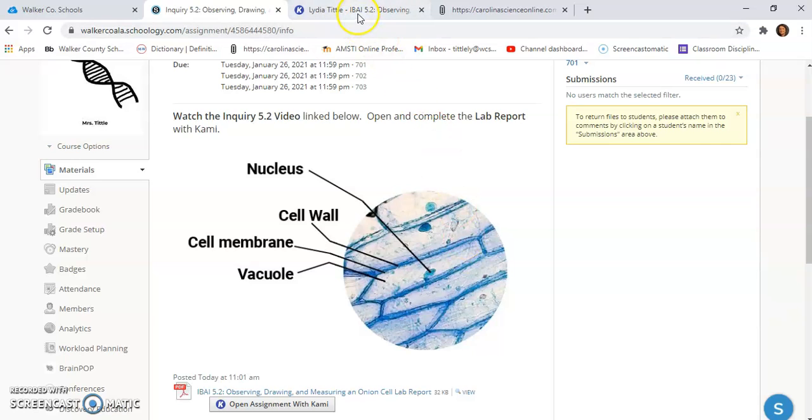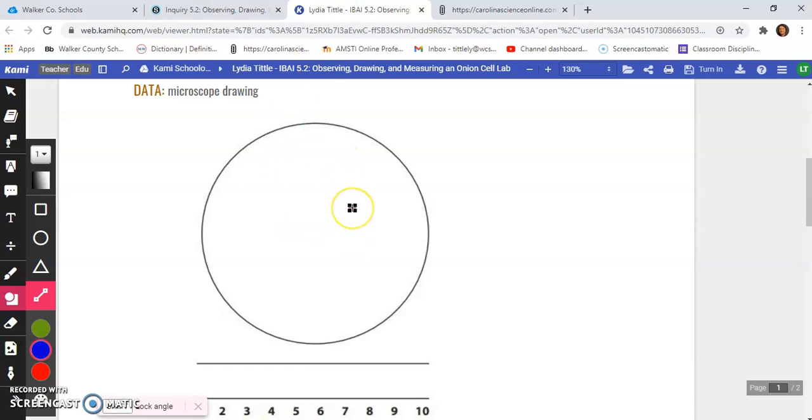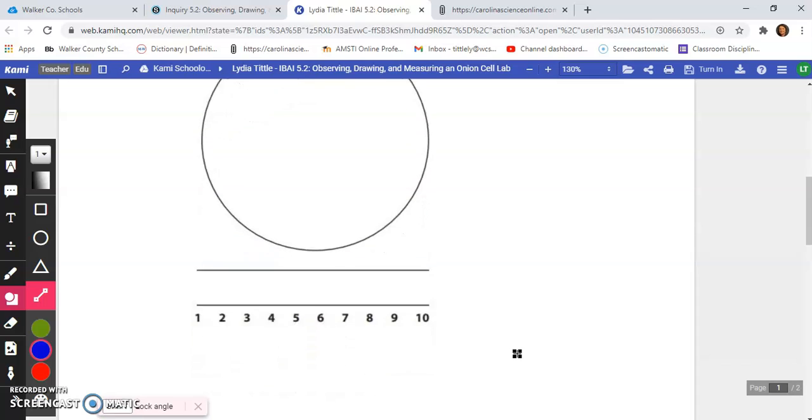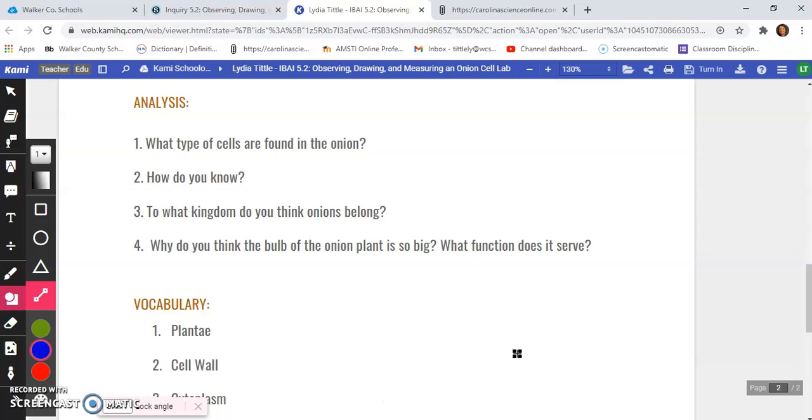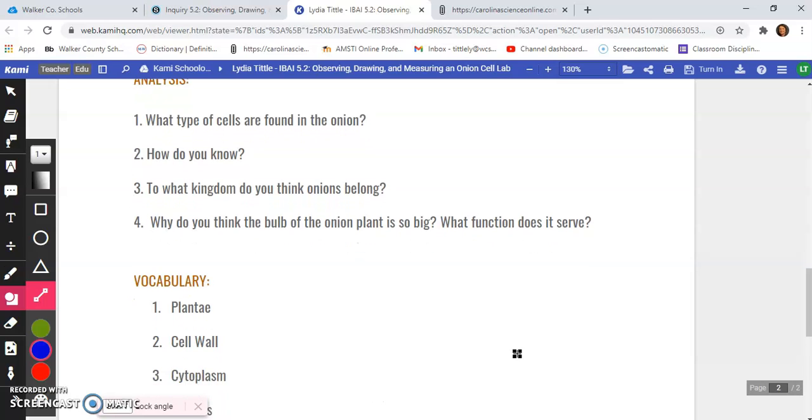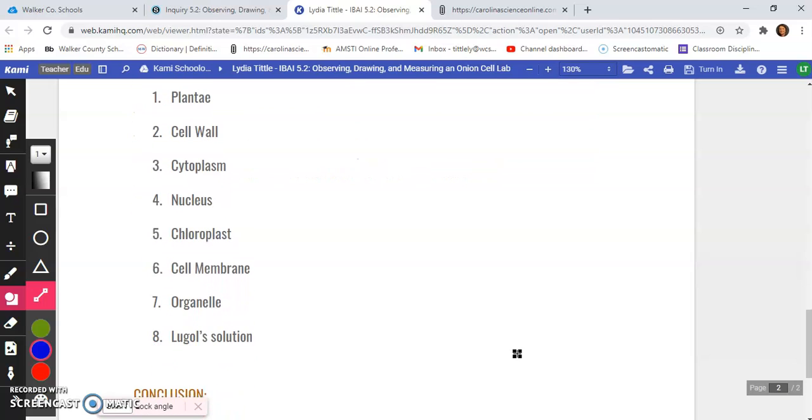Okay, so on your lab report, you would need to draw what the onion cells look like under the microscope and label at least 3 of the cell parts that you can see in that microscope view. So on your microscope drawing, this was on 400x, and you can put onion leaf cells as your title on the second row. Okay, when you complete your microscope drawing, you have a few analysis questions to answer. And then you have a few vocabulary words that relate to not just onion cells, but plant cells in general.